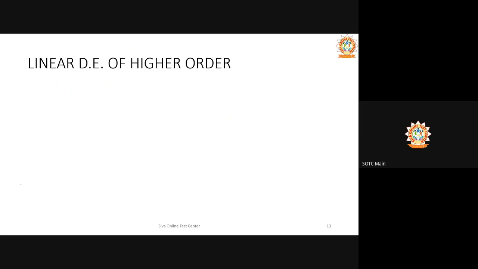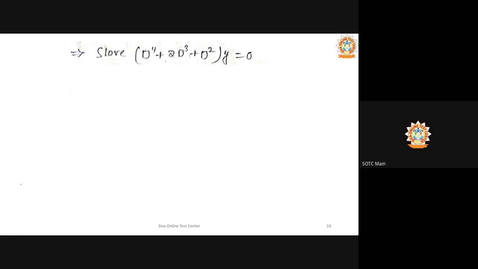Now try to see the linear differential equations of higher order here. So it is starting from d power 4. You can see the question. Solve d power 4 plus 2d cube plus d square into y is equal to 0. So how to solve this question? So write the auxiliary equation: m power 4 plus 2m cube plus m square is equal to 0. So first of all, you can take m square common. Then you will get m square plus 2m plus 1 is equal to 0.